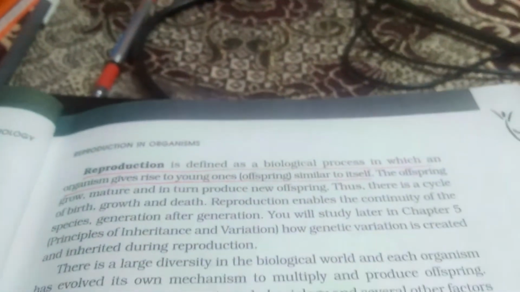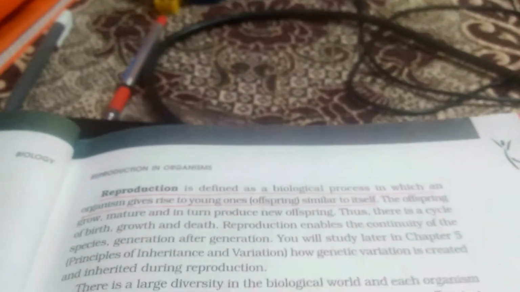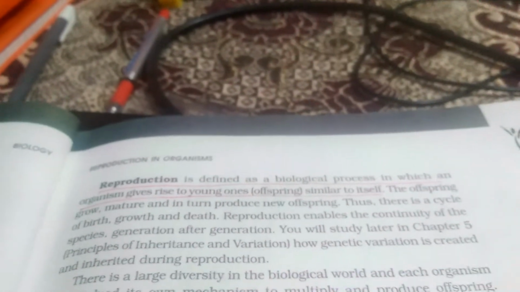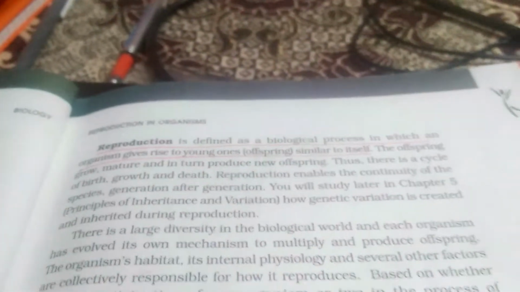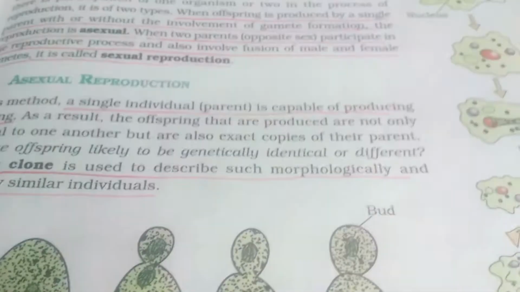Reproduction is defined as the biological process of making a new offspring. There are two types of reproduction. First is asexual reproduction. In this method, a single individual is capable.